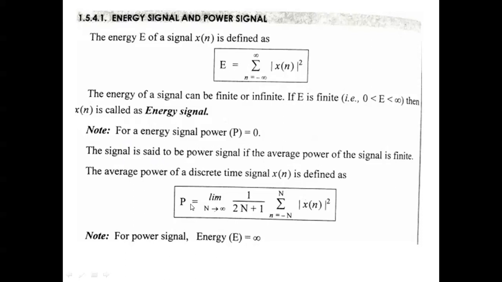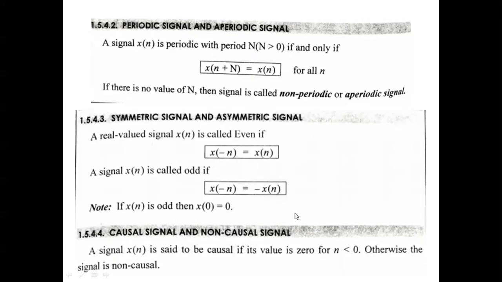Power is equal to, so this is the power equation. The average power is equal to the limit as n tends to infinity of 1 by 2n plus 1. So this is the equation for a power signal. Then we have the periodic and aperiodic signal equations. So this is the equation for periodic and aperiodic, and this is the equation for even signal and odd signal.